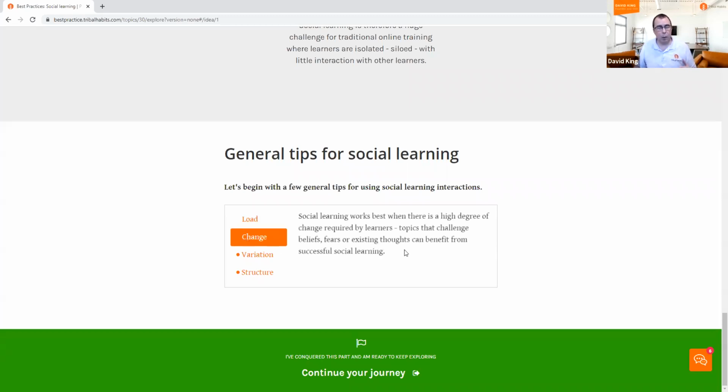Social learning works best as well when there's a high degree of change required by learners. So topics that challenge beliefs, fears, or existing thoughts can really benefit from social learning.